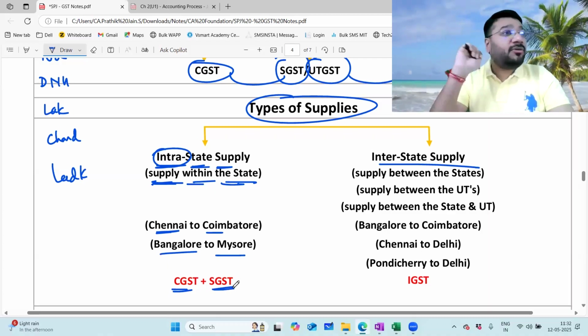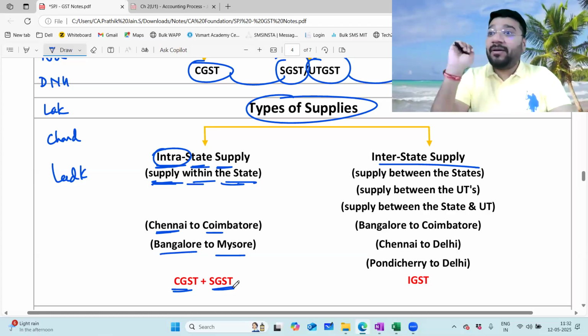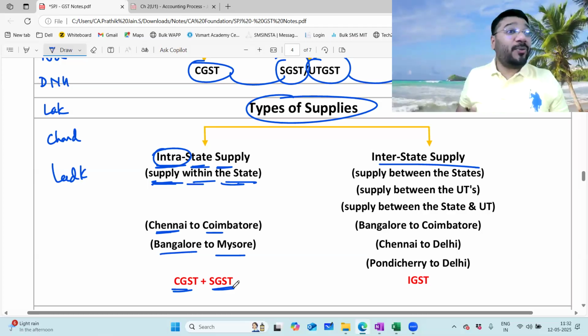2 GST, sir? Cheating, sir, this is. 2 GST, who will pay? 1 GST itself we are not comfortable to pay. On top of that, you want me to pay 2 GST? Oh my God.